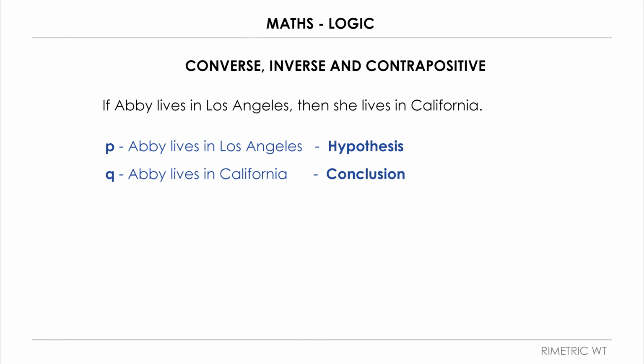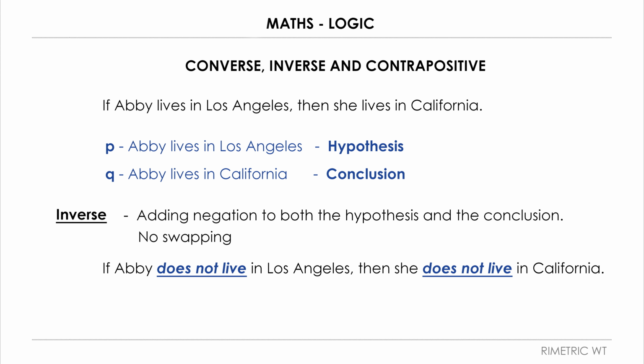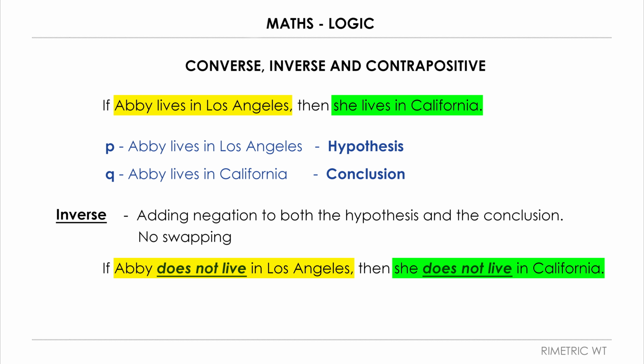The second one is the inverse. To find the inverse of an implication, we keep the original order but negate both parts. In the inverse, there is no need to swap the propositions. We keep the hypothesis and conclusion of the original statement as they are, but we add negation to both the hypothesis and the conclusion. Therefore, the inverse of the original statement will be, if Abby does not live in Los Angeles, then she does not live in California. As you can see, we kept the positions of the propositions the same, but both now contain negation.